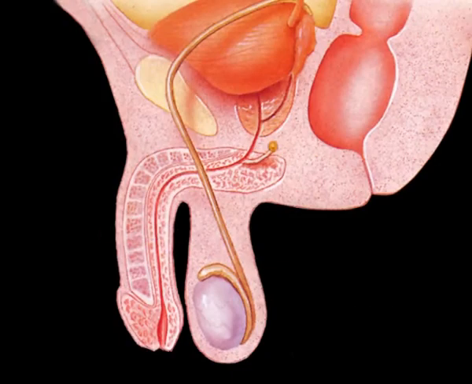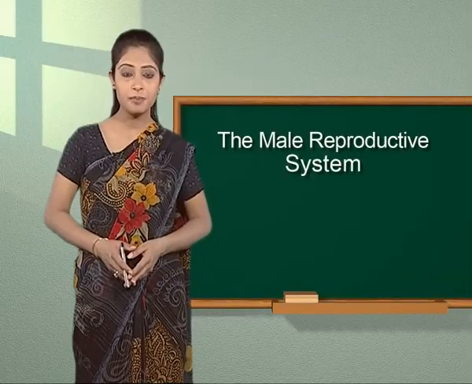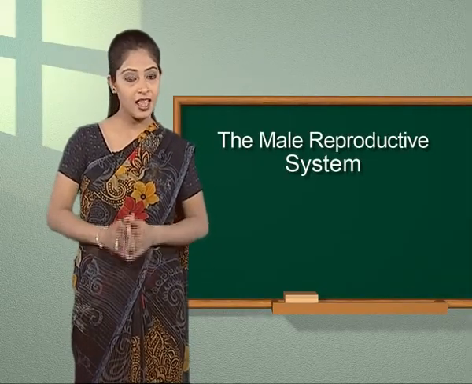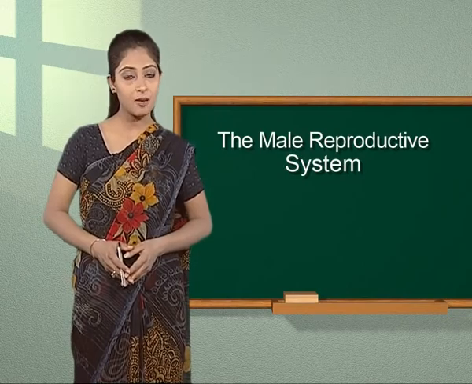penis. It is cylindrical, erectile organ which forms the external genitalia of male. It is covered by a loose fold of skin called foreskin. Penis carries both urine and semen. It helps in copulation. This was all about male reproductive system. Let us summarize what we have learned about it.